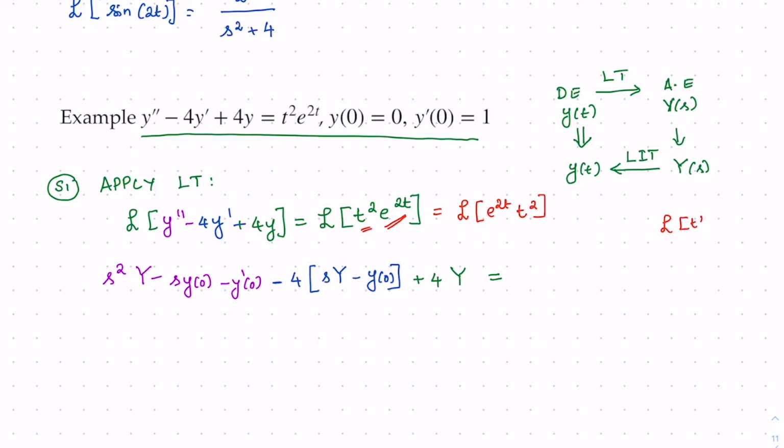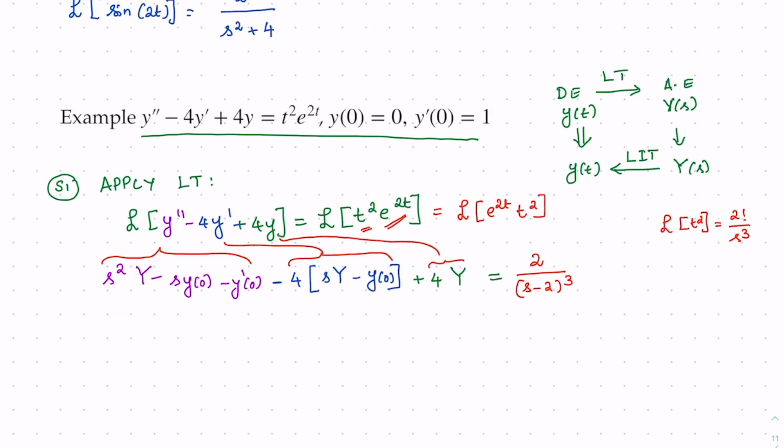You all know the Laplace of t squared: it's 2 factorial over s cubed. So this would be 2 factorial, which is 2, divided by s minus 2 cubed. And that's all we have. So just in case, let me write it down here: this comes off of that, and this comes off of that, and this one comes off of that.